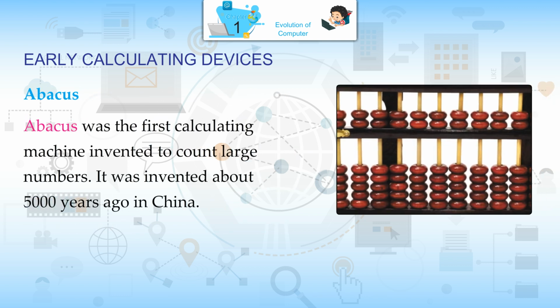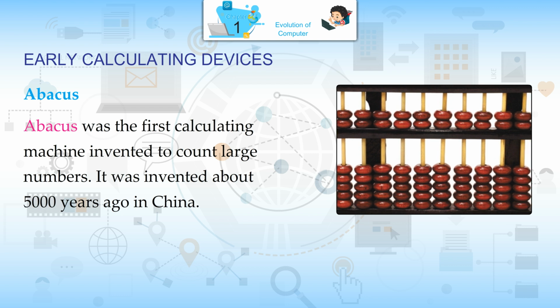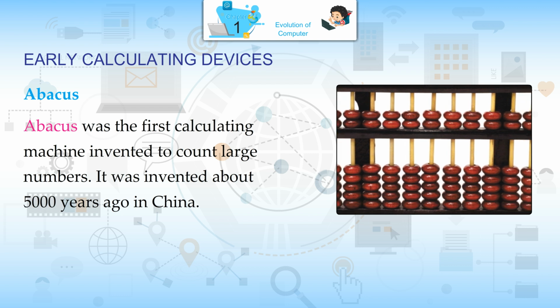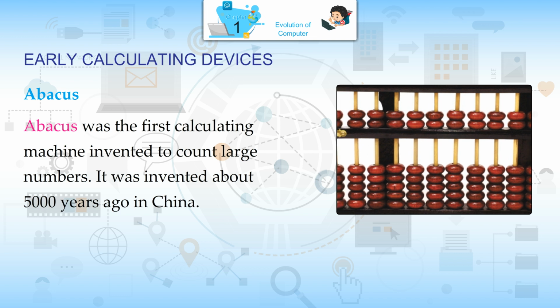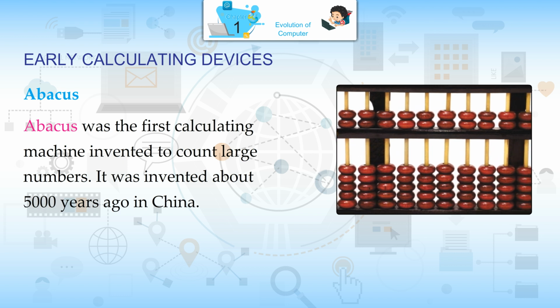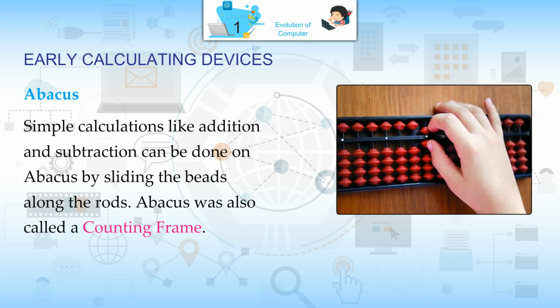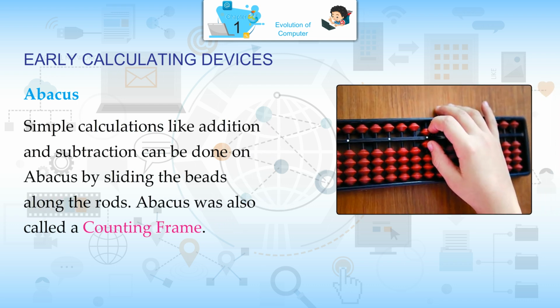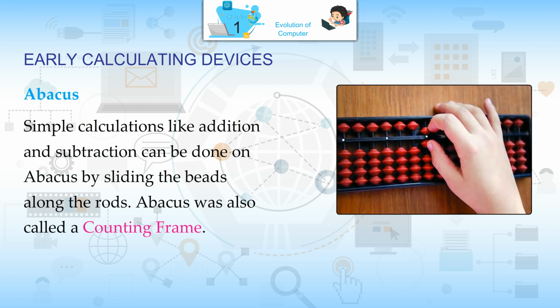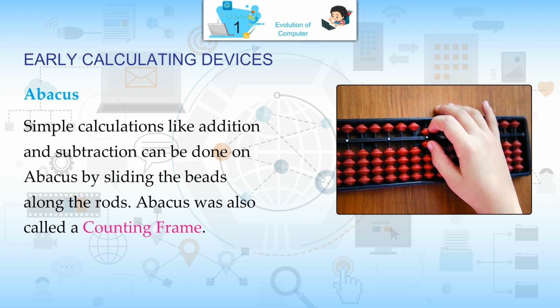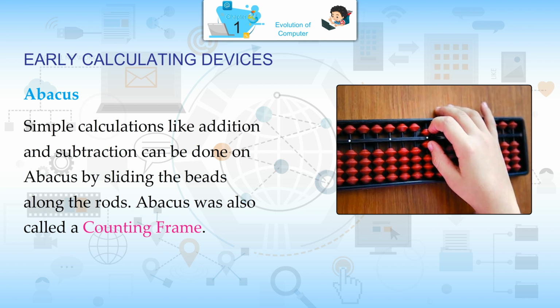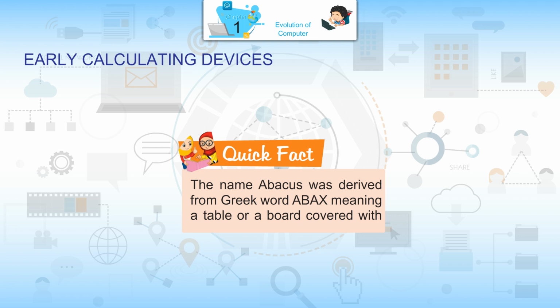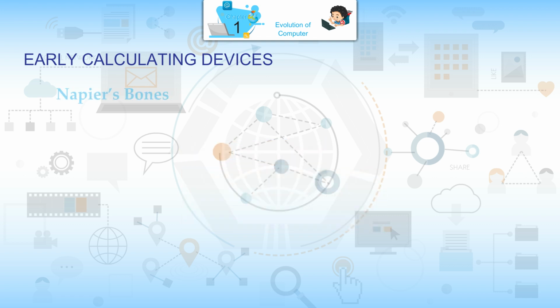Abacus. Abacus was the first calculating machine invented to count large numbers. It was invented about 5,000 years ago in China. Simple calculations like addition and subtraction can be done on the abacus by sliding the beads along the rods. Abacus was also called a counting frame. Quick fact. The name abacus was derived from the Greek word abax, meaning a table or a board covered with sand.